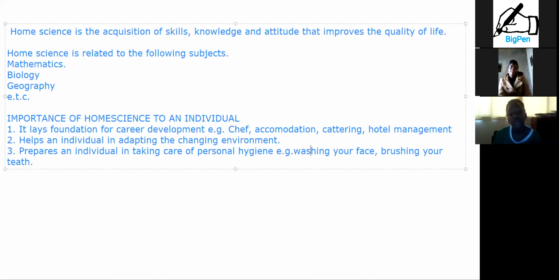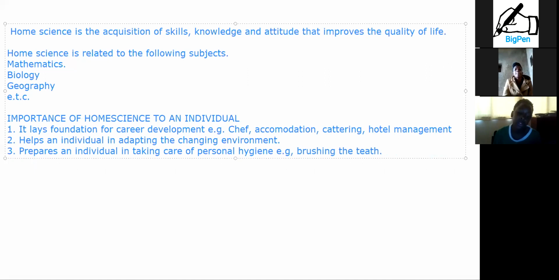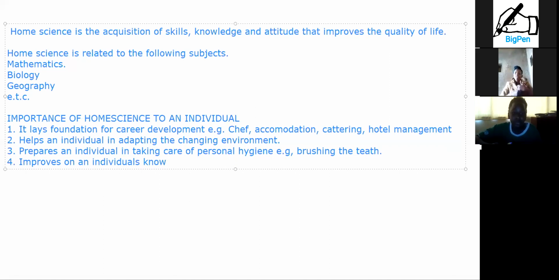Equips an individual with knowledge, skills, and attitude to improve the quality of life. Yes. You have said it equips an individual with knowledge, skills, and attitude, hence improving quality of life. Very good.